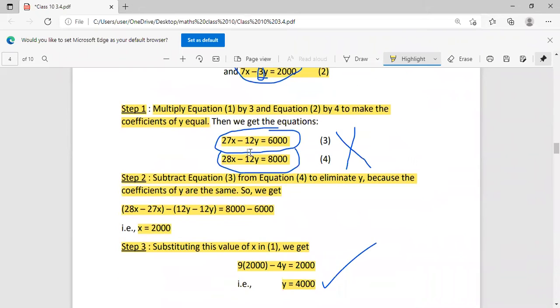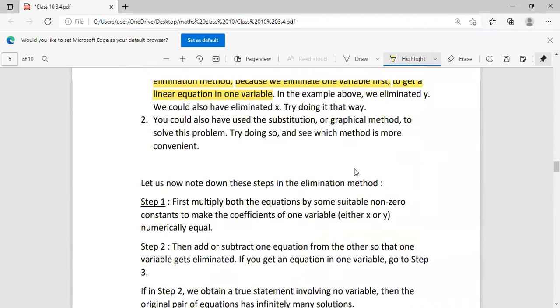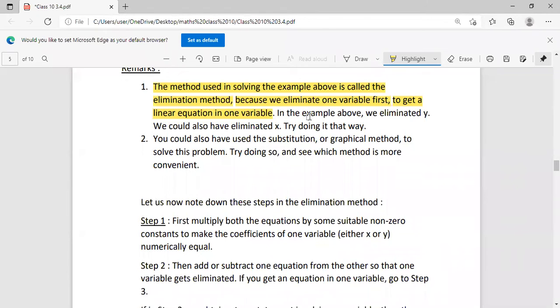See, here we have got, in this case, we got a linear equation in one variable. See, we can cut 12y minus 12y. So you only get a variable in x, a linear equation. And in the example above, we eliminated the variable y. We could have eliminated x, as I had told you. Okay, you can try that also.